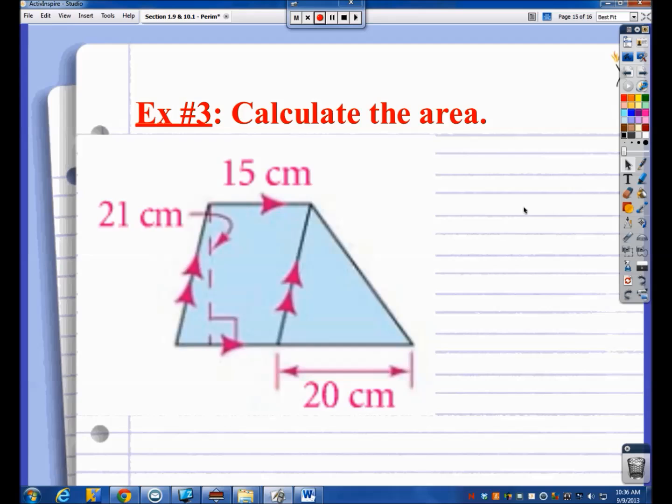All right, 2 more examples. Calculate the area of this looking shape. Well, this kind of looks like a trapezoid, but we haven't talked about trapezoids. So how can I really find the area of a trapezoid when we haven't talked about it? Well, notice what they've kind of done here for you. They've split it up into 2 shapes.